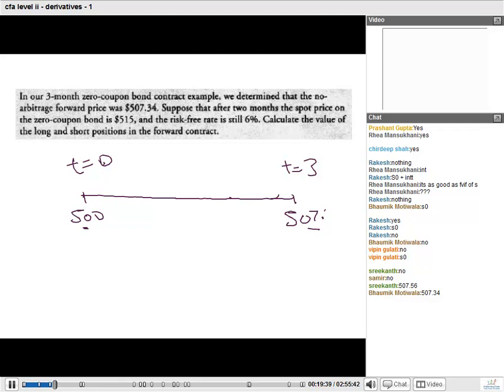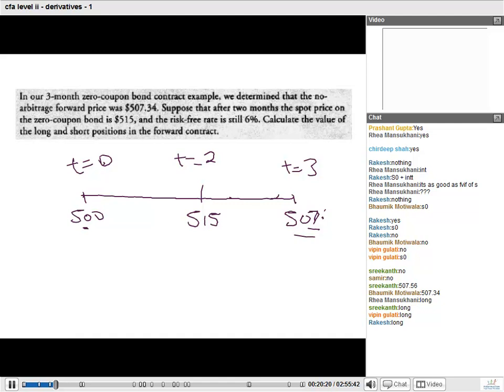At t equal to 2. So 2 months later we found out that the stock price is 515. Who seems to be winning now? Is the long party winning or is the short party winning? So the long will purchase the asset at 507. The long seems to be winning because the price is moving up. So he will buy at 507 and he will be able to sell it at a higher price.